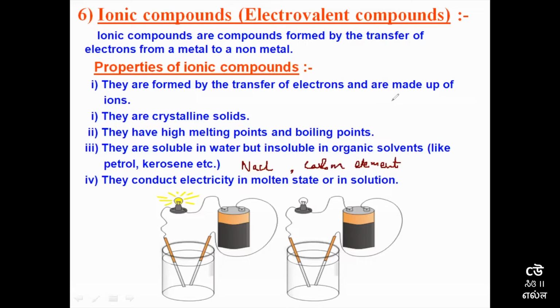So again, the same thing. Ionic compounds are going to be soluble in water. They can easily get dissolved in water, but they are insoluble in organic solvents. And lastly, if we talk about the fourth property of ionic compounds, we can say they conduct electricity in molten state or in the solution form. So again, an extremely important statement, students.